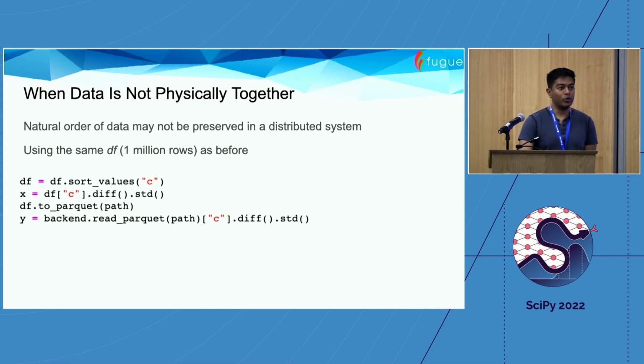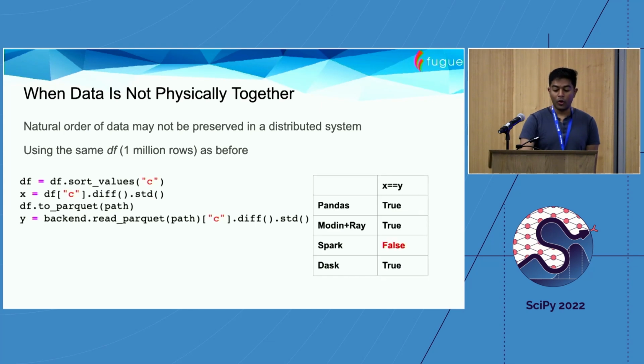Once we do that, we write the data frame back to disk and we read that data frame again and we try to compare whether the data frame x, in this case, is equal to y. Now, as we can see here, this happens to be true in all frameworks except Spark. And the reason that it is not true for Spark is that the row order is not necessarily preserved on reads and writes.